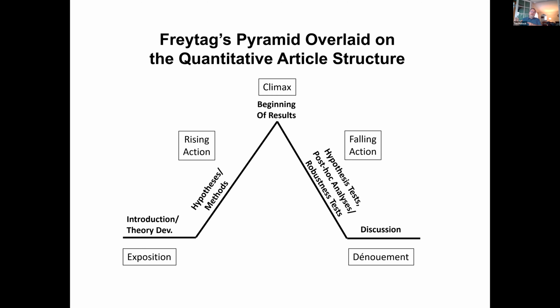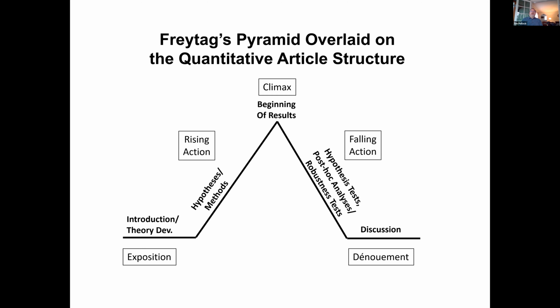So the knot's fully tied at the end of the methods section, and now we're going to get to the solutions. So your results section, where you're doing your hypothesis tests, conducting post hoc analyses and robustness tests, this is the falling action. We're testing our hypotheses. We're figuring out, okay, what do we know? What don't we know? There can still be moments of tension in the falling action and surprises.